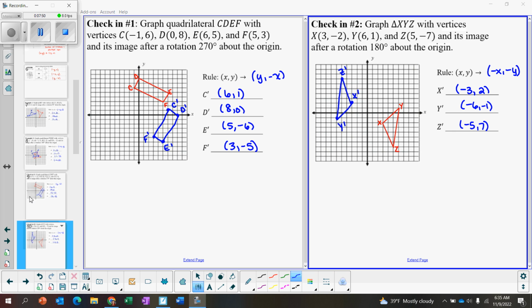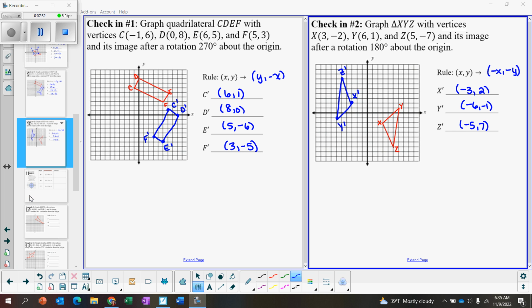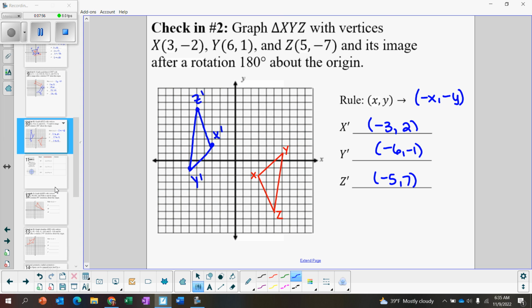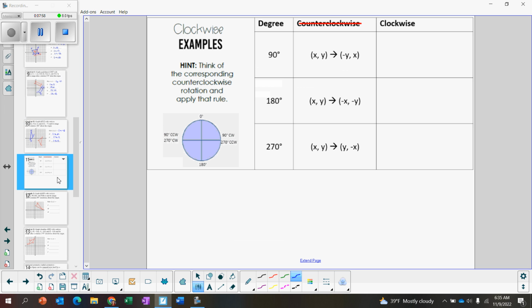So all we've talked about so far are counterclockwise rotations. So let's talk about what happens if the directions said clockwise. I'm going to adjust this chart. The first column is my degrees counterclockwise. The second column is my rule. And now we're going to find the appropriate degrees clockwise.